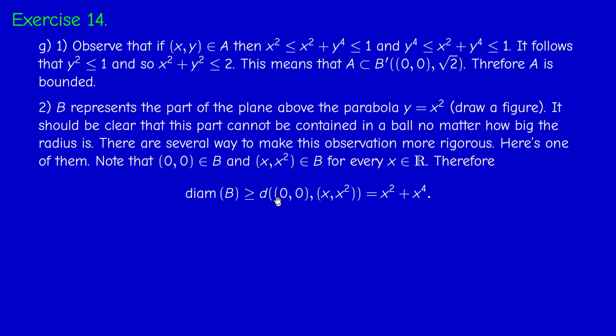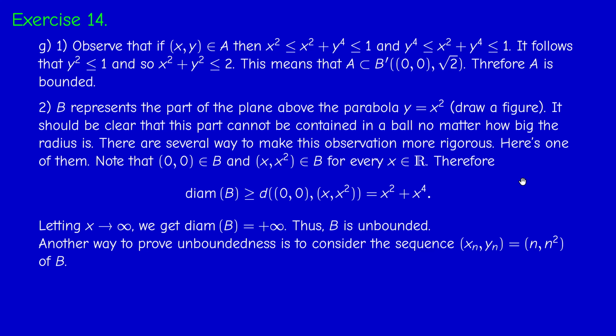So what is the distance between (0, 0) and (x, x squared)? This is the Euclidean distance, so it is the square root of (x minus 0) squared plus (x squared minus 0) squared. So it's just the square root of x squared plus x to the 4. And the diameter is the supremum, so the diameter is bigger or equal than this, but this is true for every x in R. So letting x tend to infinity, we get that the diameter is equal to plus infinity. And this is a way to prove that B is unbounded.